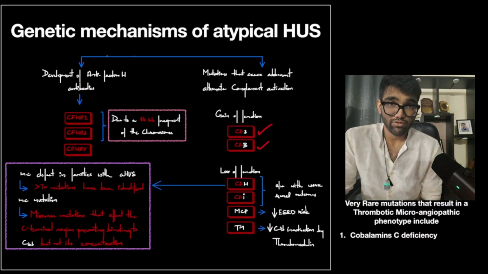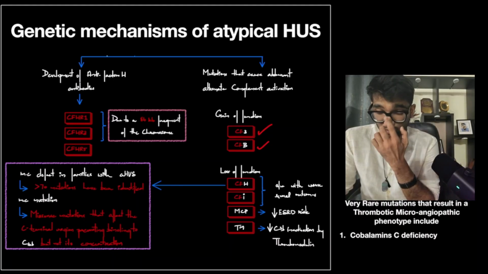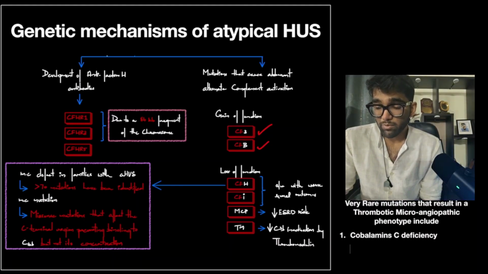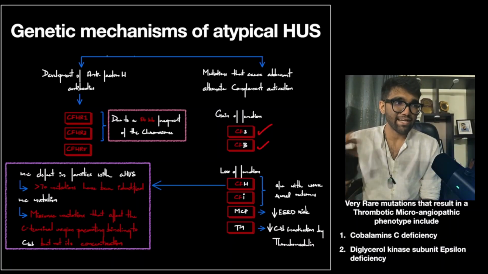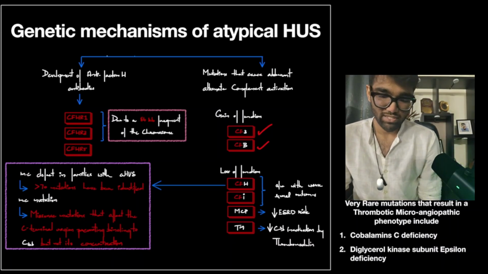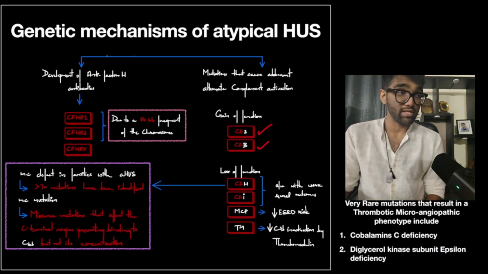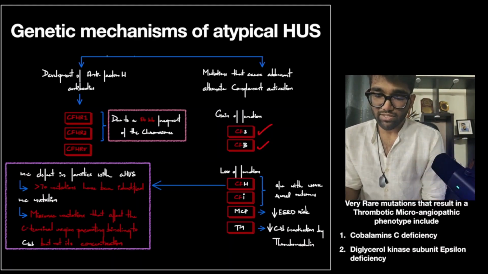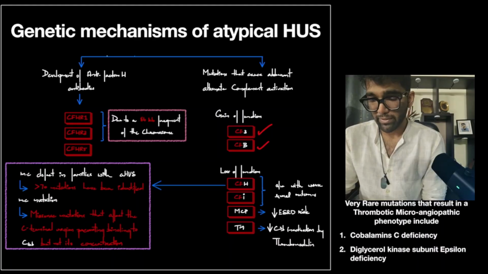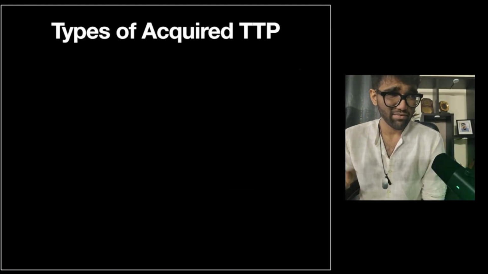Cobalamin is obviously part of the B12 enzyme, vitamin B12, and diglycerol kinase, which is part of subunit epsilon, which is part of obviously the glycolytic pathway. Okay, so both of these essentially indirectly result in reactive oxygen species development in endothelial cells and secondary endothelial cell activation. Okay, so this is endothelial activation not due to alternate complement mediated damage. But again, they're very rare.